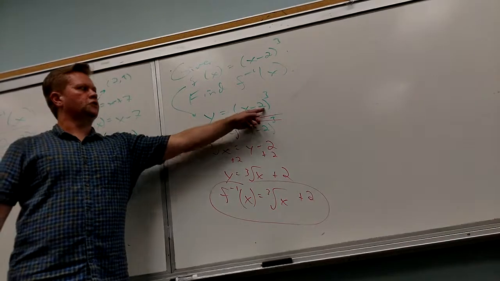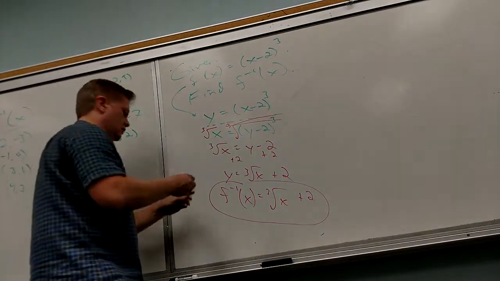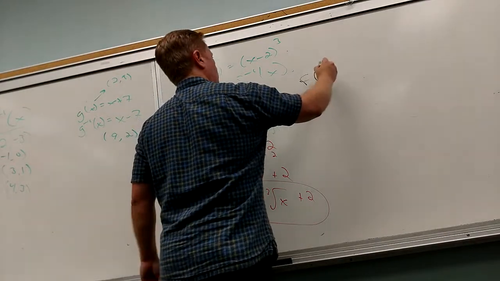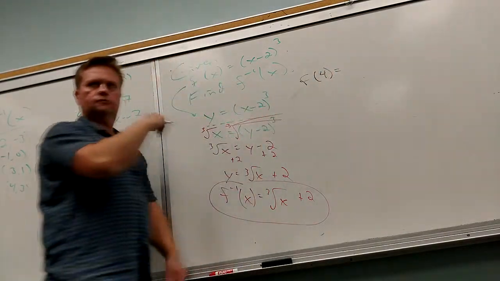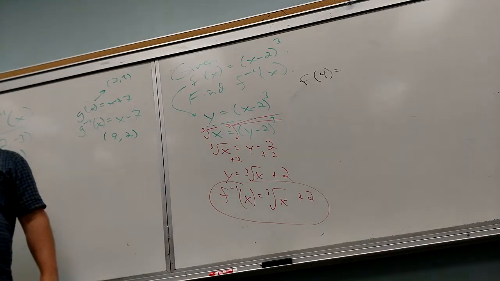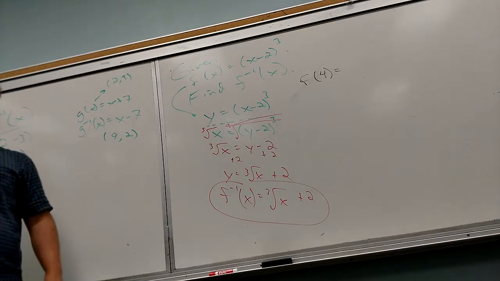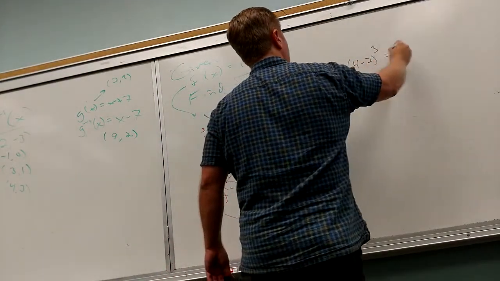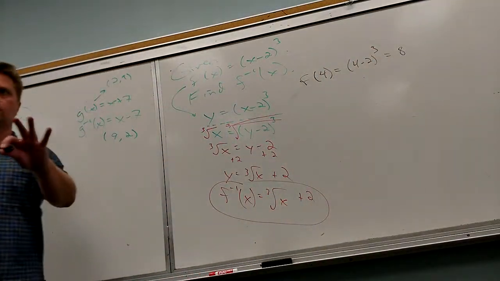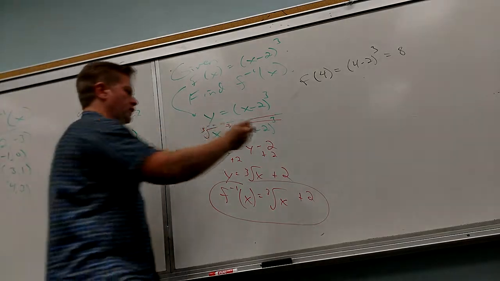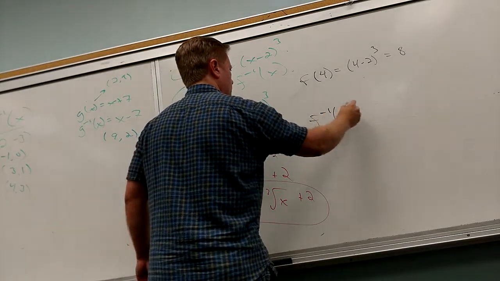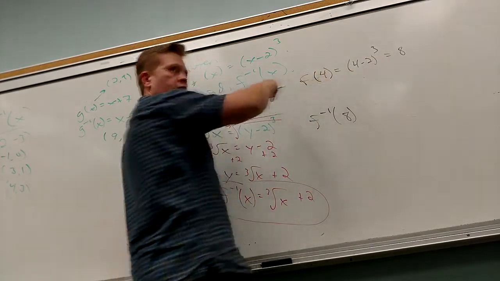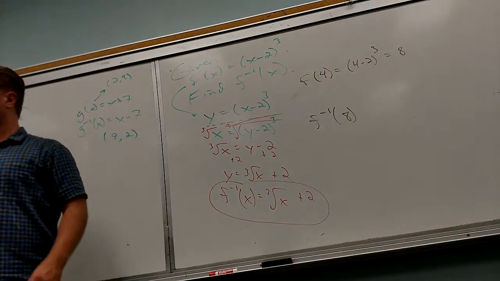What does this function do first to an input? If I put a number in, let's do it. What is f of 4? It'd be 4 minus 2, cubed. So 2 cubed is 8. Is that cool? So what should f inverse of 8 be? It should take 8 and make it become 4 again. It should undo what the first function did.